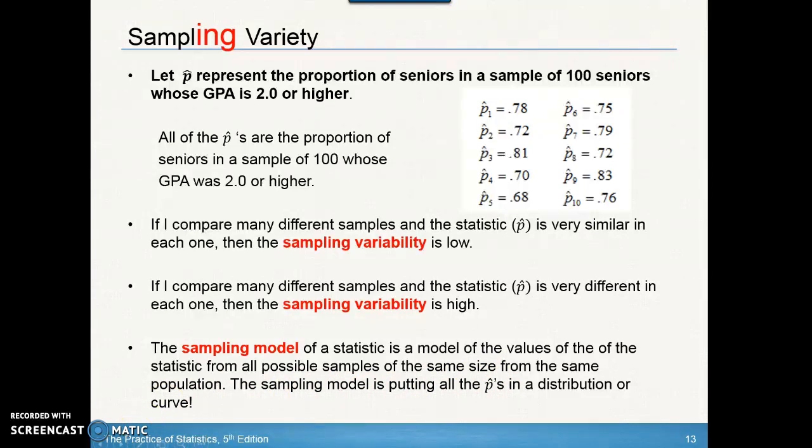All a sampling model is, if I took every possible group of 100 seniors from Fairfax County, and then from those, every single possible group of 100 students, found the proportion of students who had a GPA of 2.0 or higher, and then took each of those sample proportions and made a dot plot out of them, that dot plot would basically give us a distribution or a curve of what it would look like for all of the seniors in Fairfax County.